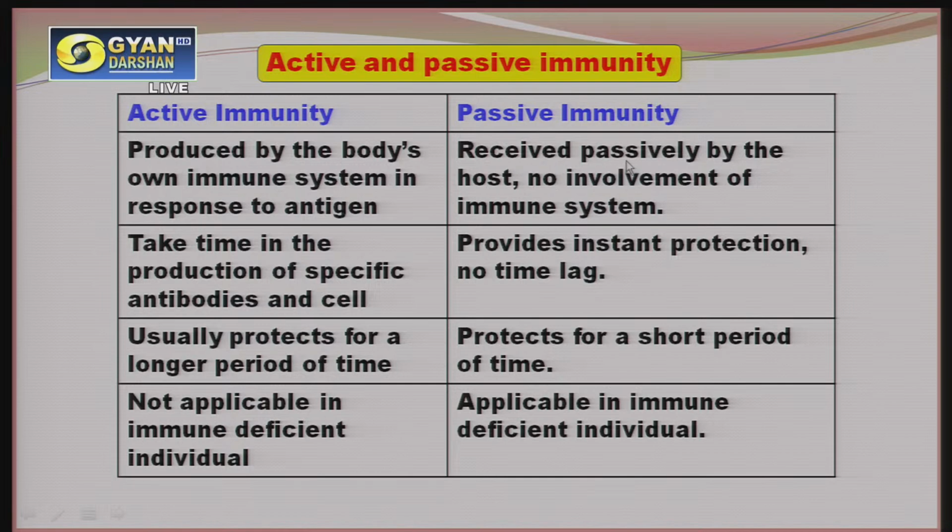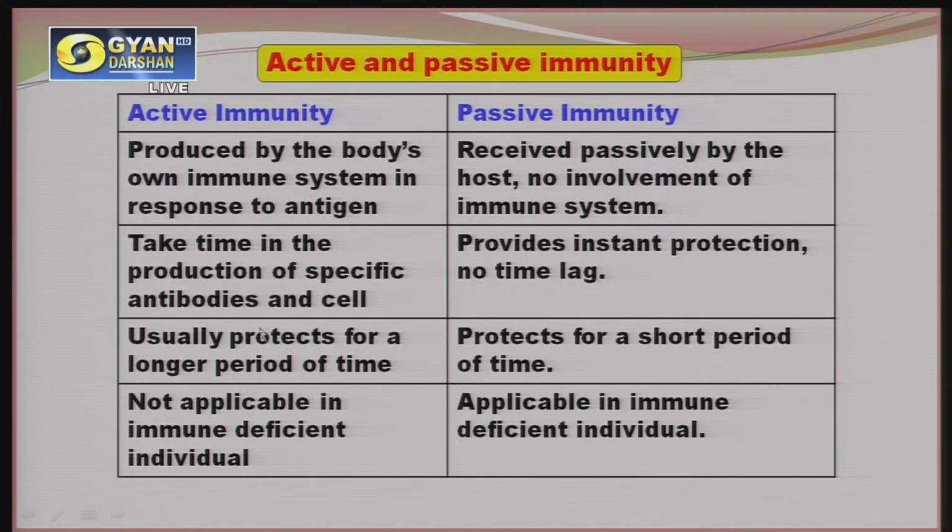Passive immunity is received passively by the host, with no development in the immune system. Any host, like mothers, through the placenta the babies get immunized, and breast milk contains a high amount of antibodies. The child gets immunized against particular pathogens. So you can say it is received passively by the host, with no involvement of the immune system.